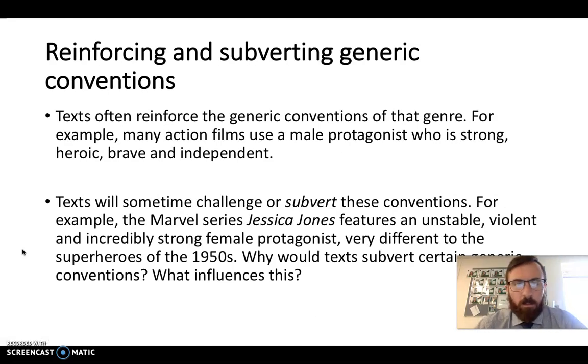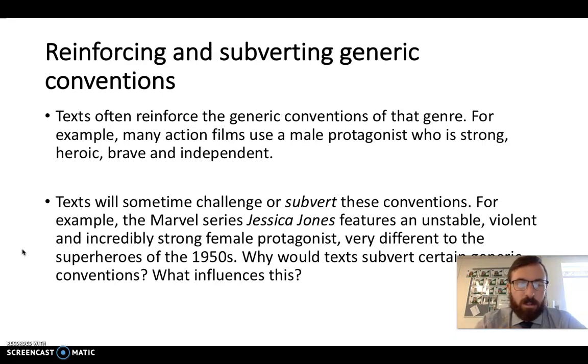So what we want to be understanding is know your genre and work out ways that you can either reinforce or subvert. That word subvert comes up a lot. Now, to subvert means obviously to flip something on its head. If you take the series Jessica Jones, it presents somewhat of an anti-hero genre in that it's presenting an incredibly strong female protagonist, but one that is unstable and violent.